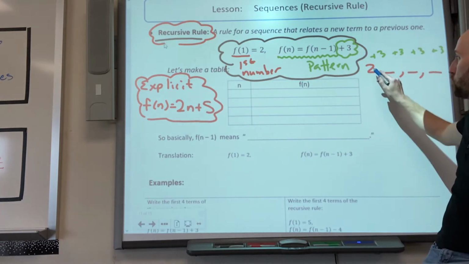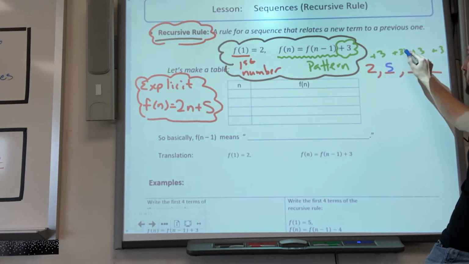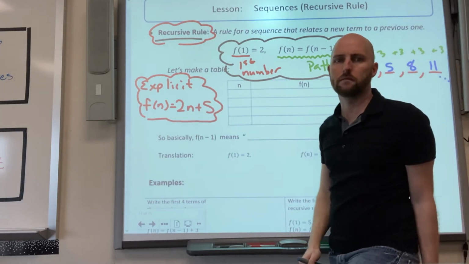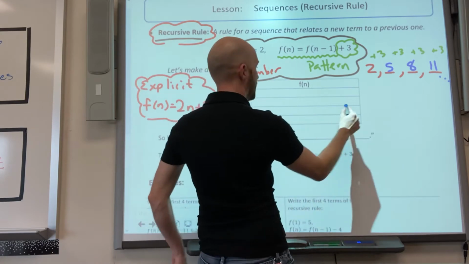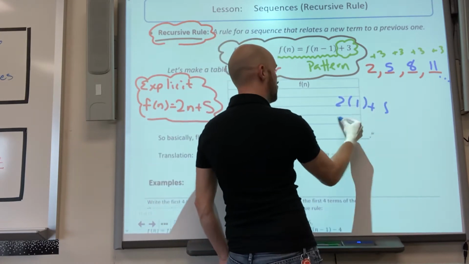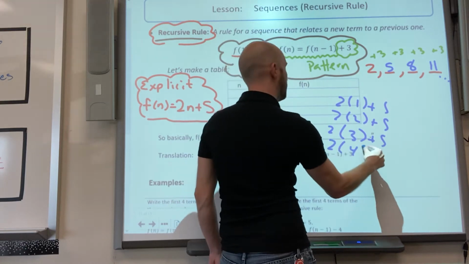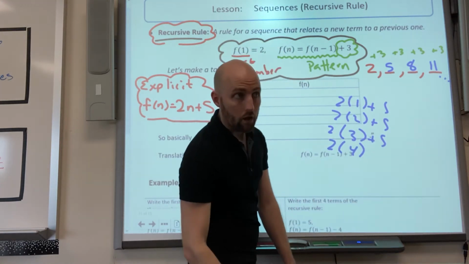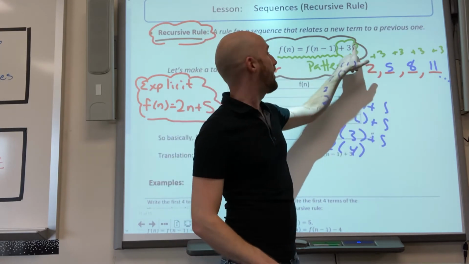For example, 2 plus 3 is 5. 5 plus 3 is 8. Plus 3 is 11, and so on. Okay? So yesterday, you had to put the formula, plug in 1, then 2, then 3, then 4. Today, it's just this number and the pattern.